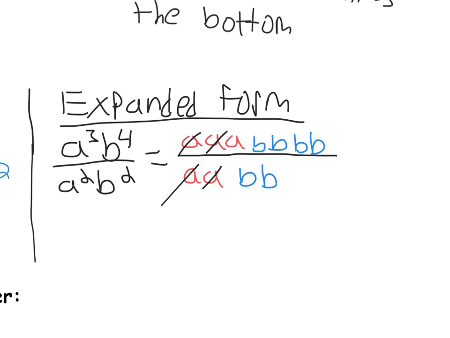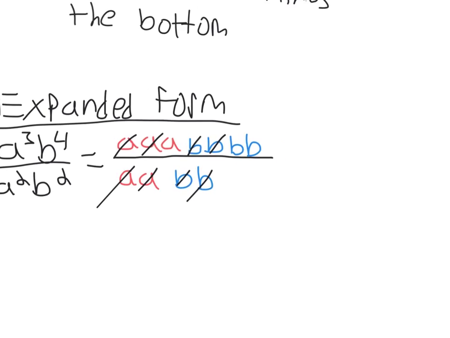Okay, so notice how we don't have any more a's to cancel out. So let's go on to the b's. Well, we have a b on the top and a b on the bottom, and we have one more, b on the top, b on the bottom. Okay, so now you don't have anything left to cancel out. So now this is the same thing as, so this is equal.